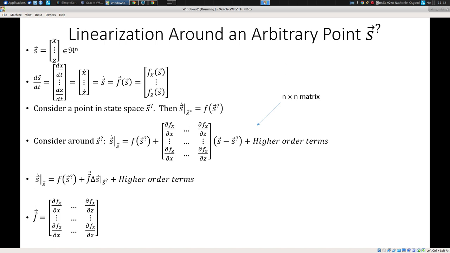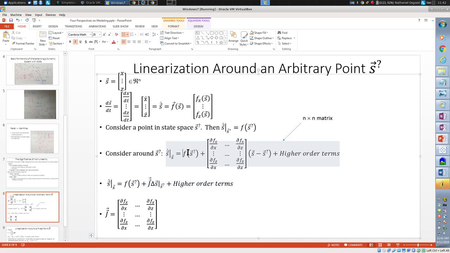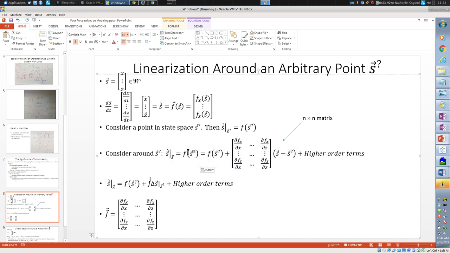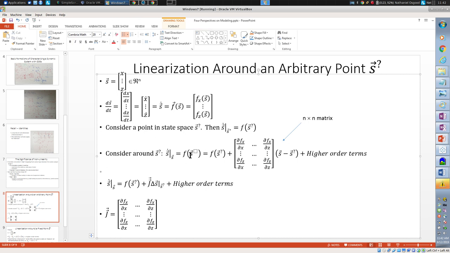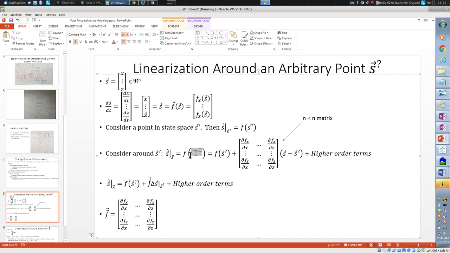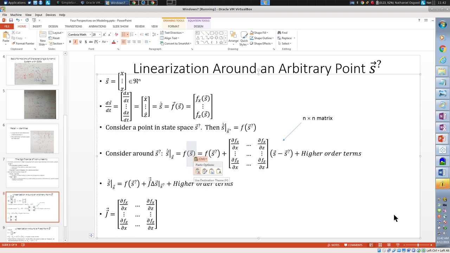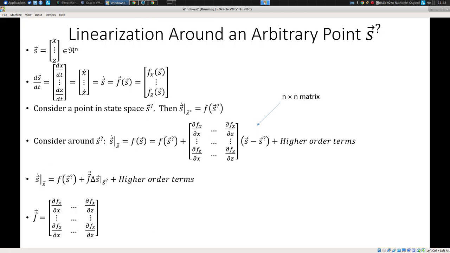And by the way, what is this S dot at S? It's equal to, just to make this clear, it's equal to this guy here. Okay, let's just see one more. There we go. So just to make that clear, equals this. That's the same thing. And then there's some higher order terms in general.